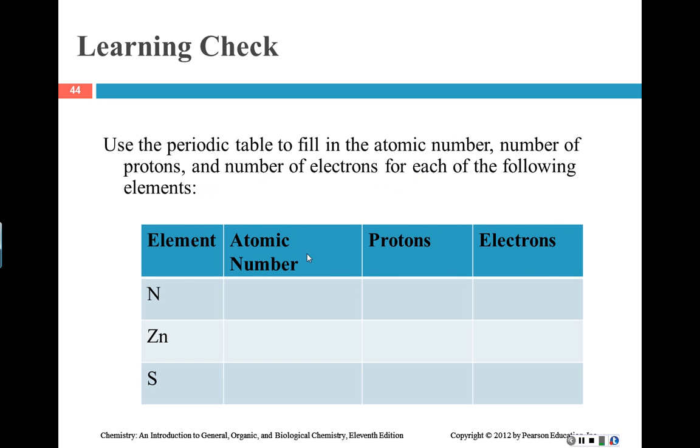So we can use this chart here and see what we can tell about these elements. What you need to do is look at your periodic table and see what is the atomic number of each of these, okay? And then what does that mean for protons and electrons? So pause it. Look at your periodic table and fill in this chart.